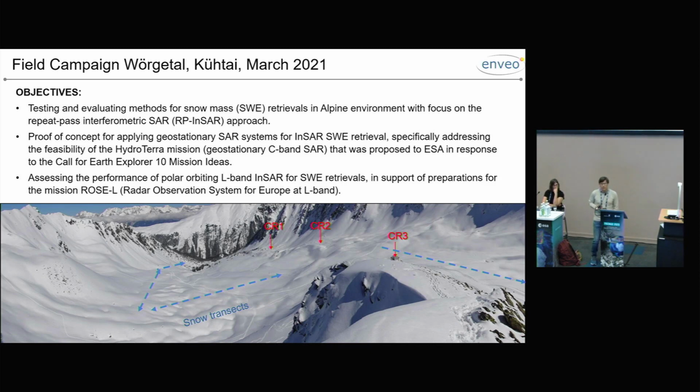It was an Earth Explorer proposal where we are having a C-band geostationary SAR providing every few hours an image of certain regions in the world, or in the Alps, for example. And this mission was not selected, but it is proposed to go on. And this campaign actually was evaluating the capabilities of such a SAR mission.